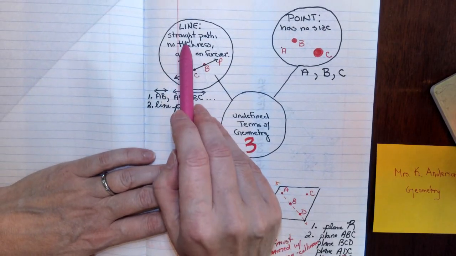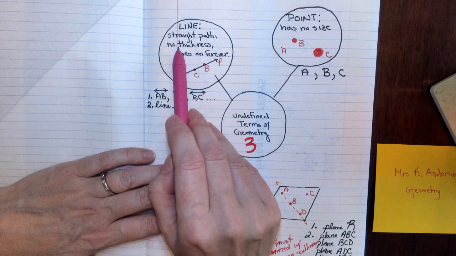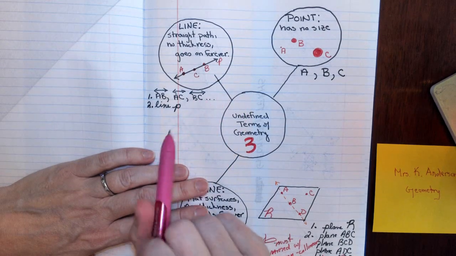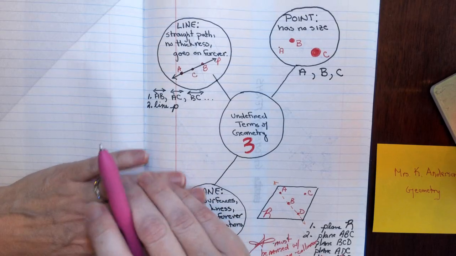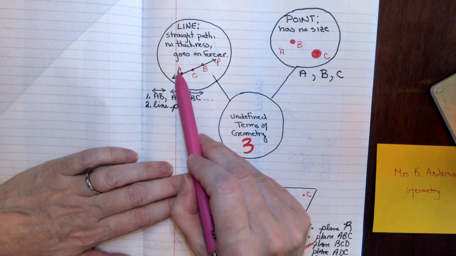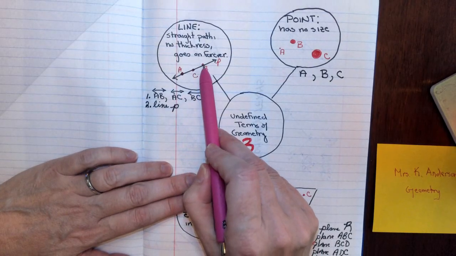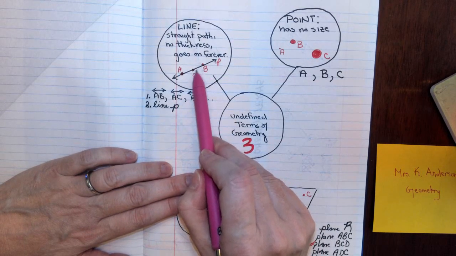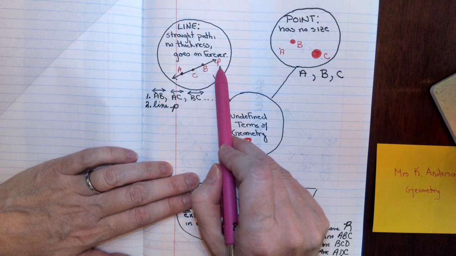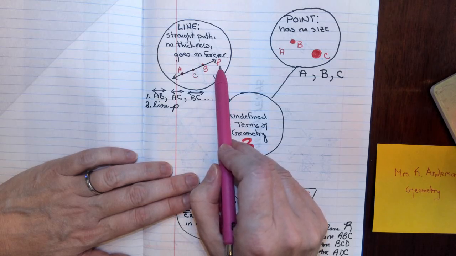Now let's talk about a line. A line is defined as a straight path, it has no thickness, and it goes on forever. 2 points make a line, but a line contains an infinite amount of points. So if you notice here, I put point A, B, and C on my line. I have arrows at each end to show it goes forever. But I also have a lowercase script p, which is part of its naming convention.